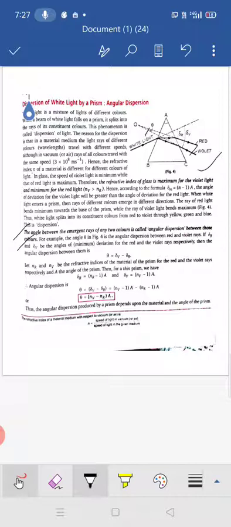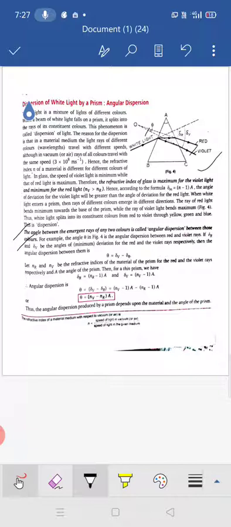You can see the angle between them, which we can find if you produce them backward. Then you can see this theta. Theta is the angle between these two emergent lights. That angle between them we call angular dispersion. So in this picture, theta is the angular dispersion. So we want to calculate theta. We want to know the formula for theta. So theta can be simply written as delta V minus delta R.